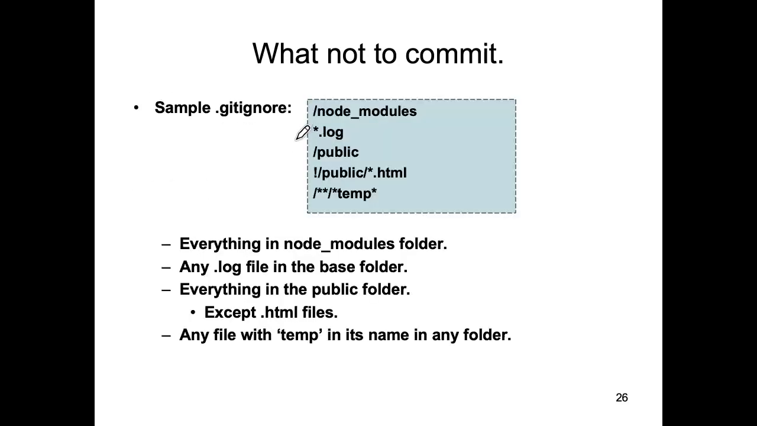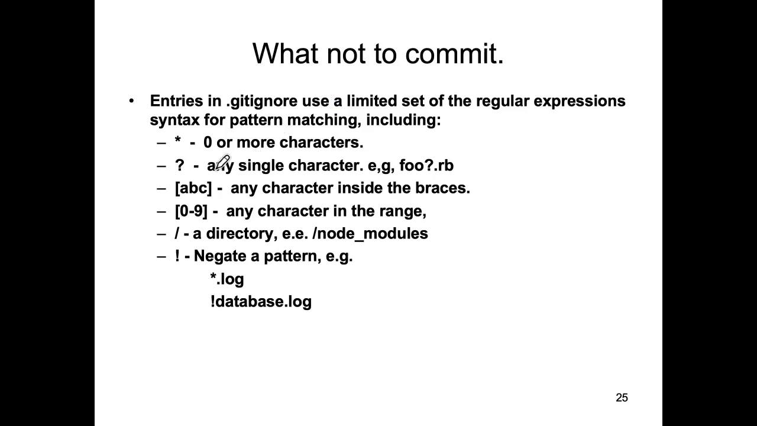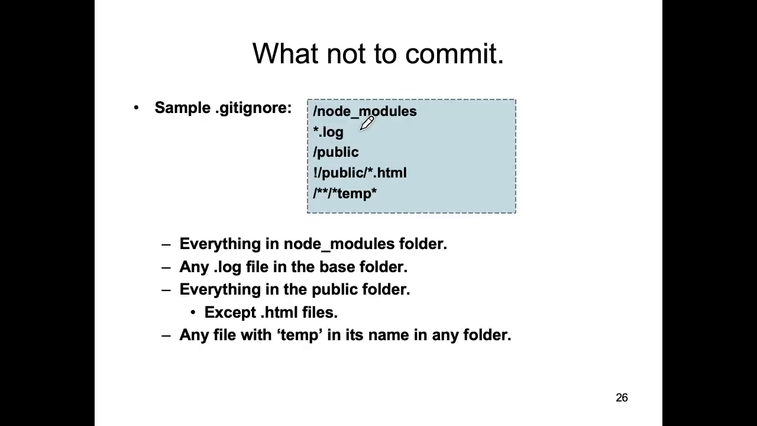Here's an example of a .gitignore file. Going back to what I mentioned on the previous slide, any line in your .gitignore that begins with a slash means you're referring to a folder. So this is telling Git that any files inside this folder should not be committed to the repository. In other words, ignore them. This one says any file in the base folder with a .log extension; the asterisk is obviously a wildcard character. We're also telling it to ignore everything inside the public folder.